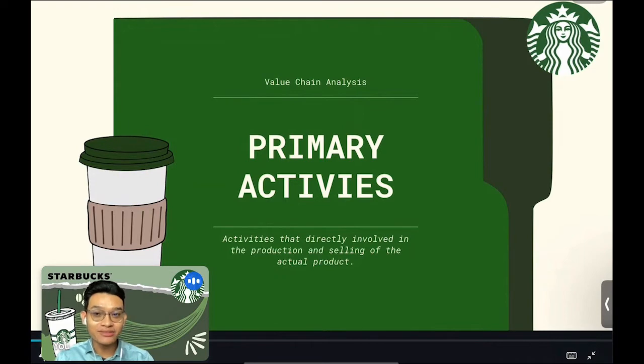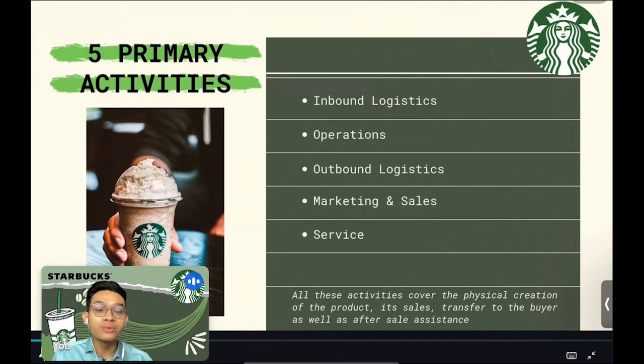Alright, thank you so much to Nur Khamillia for explaining the history and also giving us a brief introduction on the value chain analysis. Now let me invite you to look at the primary activities of the value chain analysis. These are the activities that are directly involved in the production and selling of the actual products. There are 5 activities which all cover the physical creation of the products, its sales and transfer to the buyer, as well as after sale assistance.